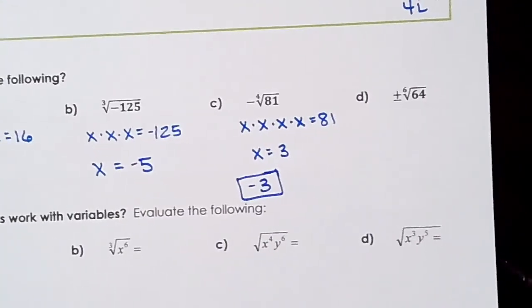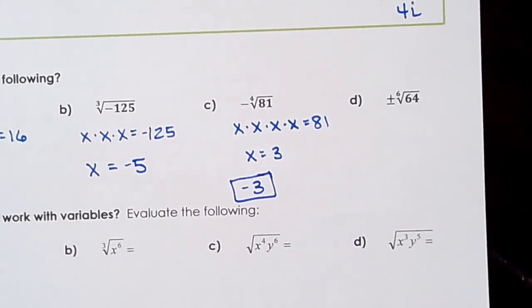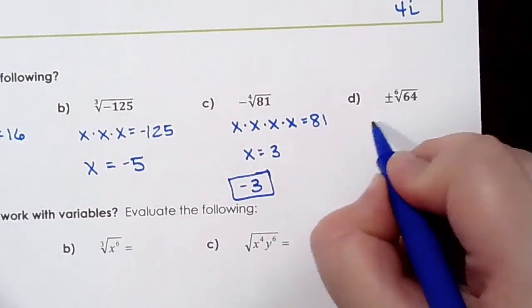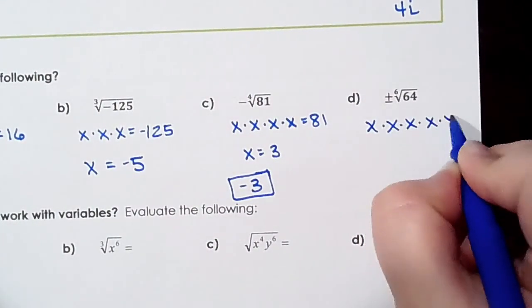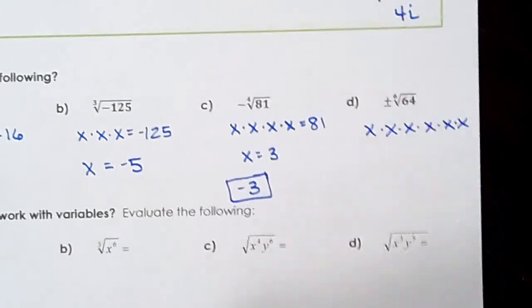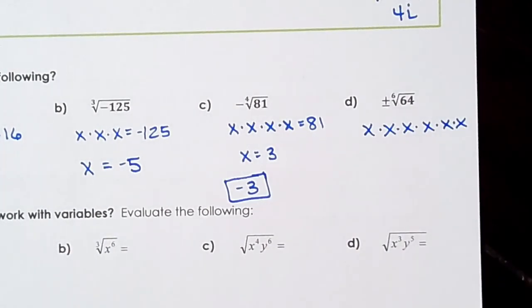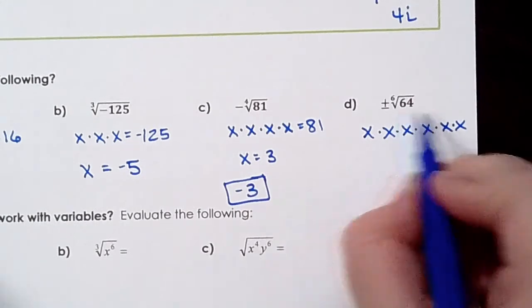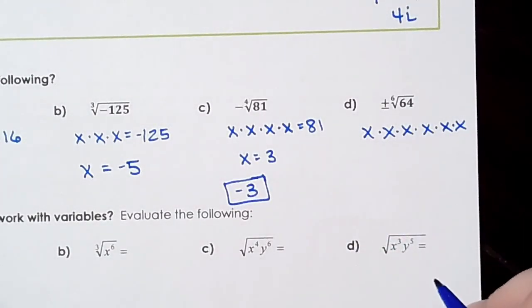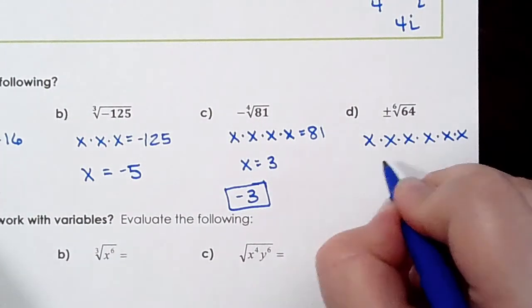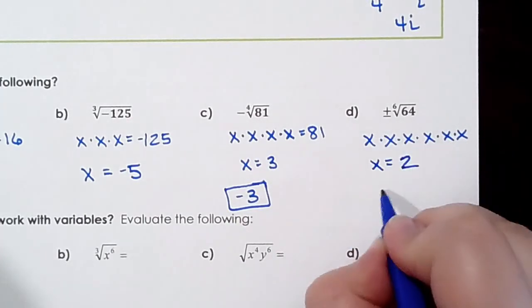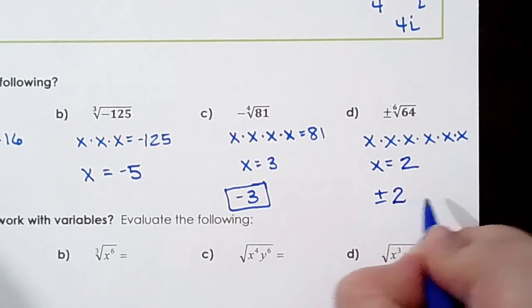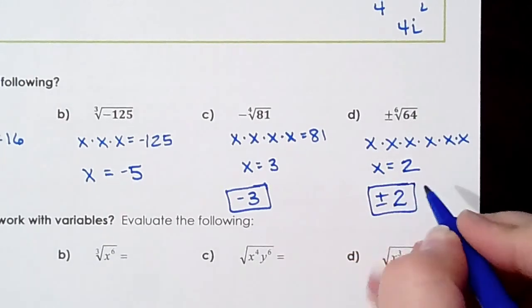All right, last one. This one's got a plus or minus, just like the negative. It's an afterthought. Just deal with the root first. X, all of that equals 64. What number multiplied that many times? It's got to be really small if you're dealing with it 6 times. So this case is 2. Again, afterthought, add that plus or minus at the end, and you get plus or minus 2.